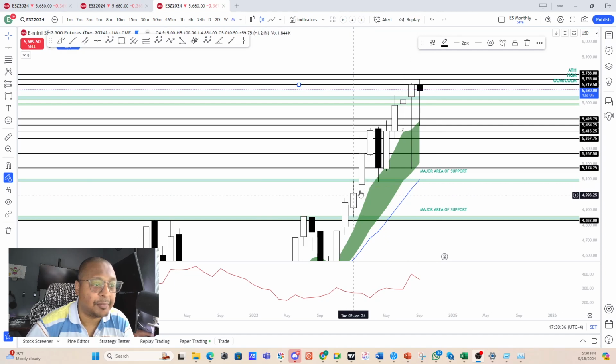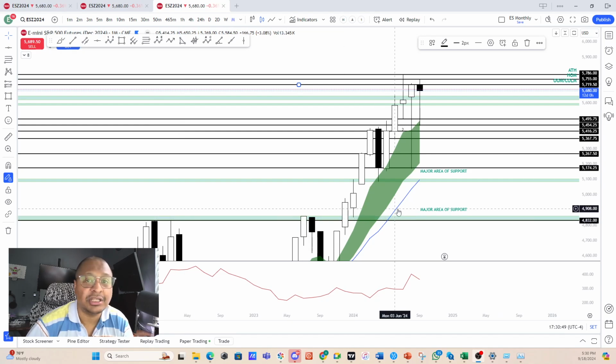We have a big gap right here. And if we are breaking down all of those, we can finally come down to this 4864 to the 4832 area, which happens to be the breakout point on this particular chart.